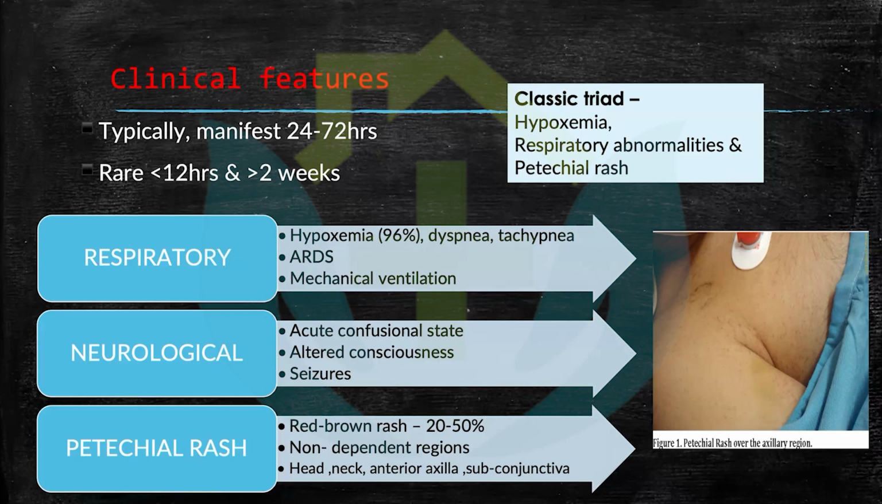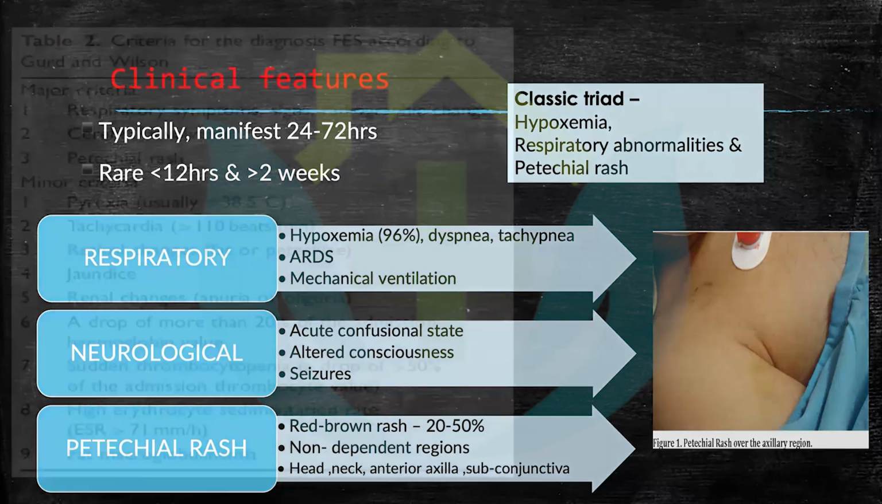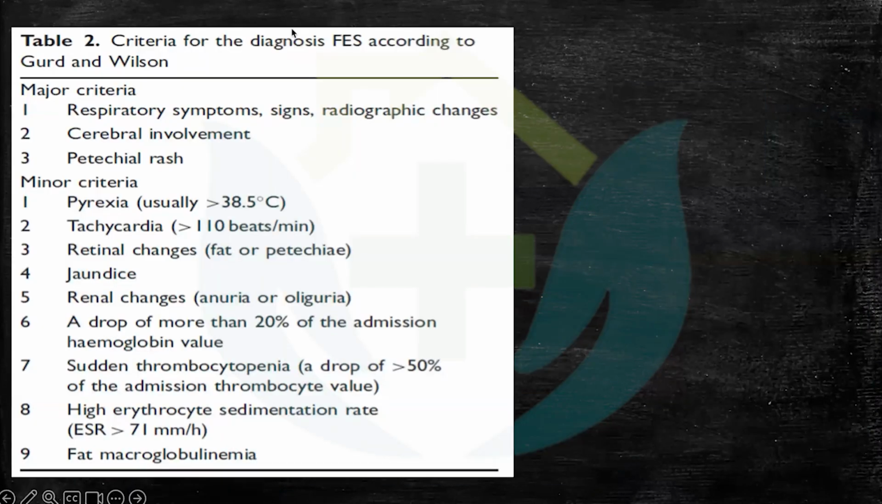And they have a petechial rash, especially in the upper body part, as shown in the picture. You have a small red rash that is spread over the upper body part, and you can also see it in the conjunctiva. Now, there are scoring systems for diagnosing fat embolism syndrome. Mainly, there are two scoring systems: one is Gurd's criteria, one is Schonfeld criteria. What is Gurd's criteria? There are major and minor criteria. Very easy to remember. The major criteria are all the three that I have said: hypoxia, altered sensorium, and petechial rash.